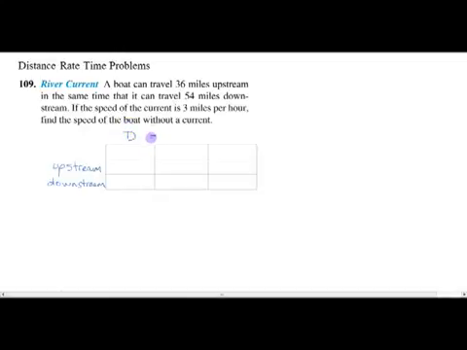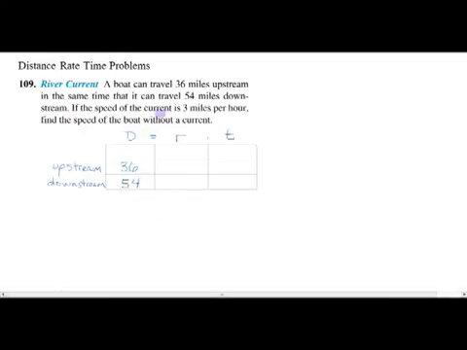Now we have distance equals rate times time. I'm going to fill out this chart with whatever is given to me in the problem. In the upstream trip, we have the boat traveling 36 miles, so we'll put that under distance and across on the same line of upstream, 36. Traveling 54 miles downstream. So, underneath distance and level with downstream, I'll put my 54.